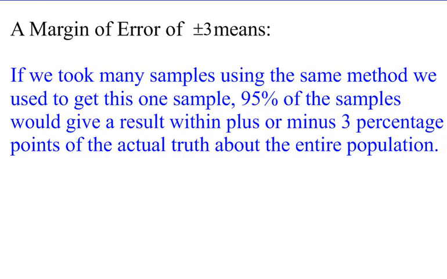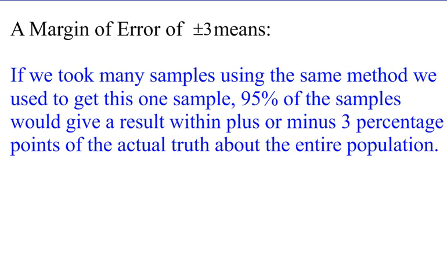Here it says the margin of error plus or minus, this is kind of what I explained before. This is a formal definition, this is a big deal, and if you're taking AP Stats, we talk about this a lot. A margin of error of plus or minus 3 means if we took many samples using the same method we used to get this one sample, 95% of the samples would give a result within plus or minus 3 percentage points of the actual truth about the entire population. If you knew this, this is probably one AP question on the AP test.